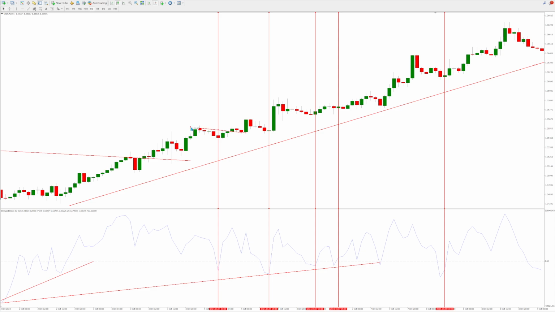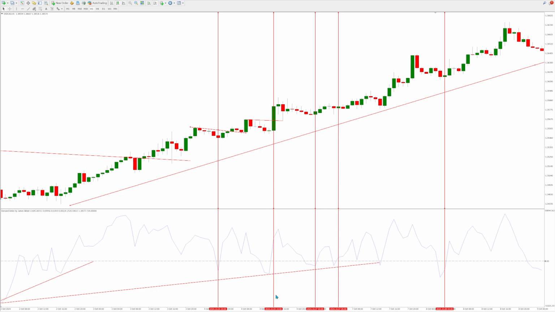For example, there, you can see this level of resistance becomes support here. You could have traded either on the bounce or the breakout there. Same here. So you can take the indicator. I mean, the indicator crossed up there, so it would have been a breakout trade.